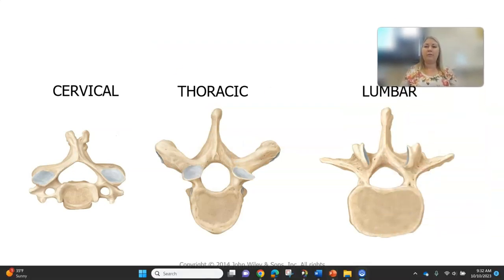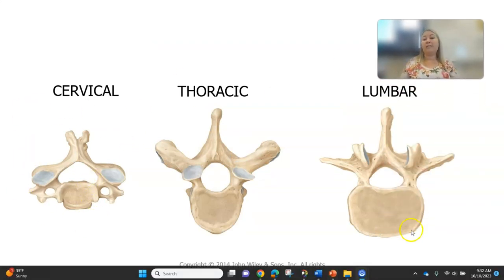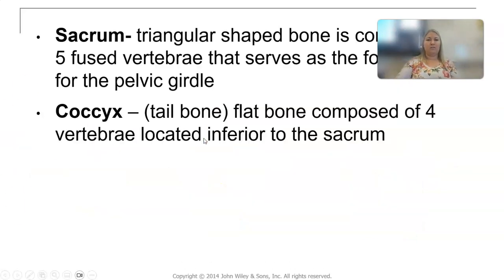So here you can see all three of them compared to one another. These aren't really to scale. In reality, the cervical is quite a bit smaller than the lumbar. So make sure that you can identify each of these.